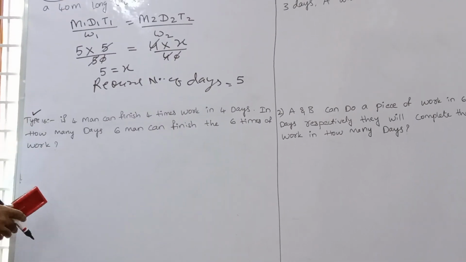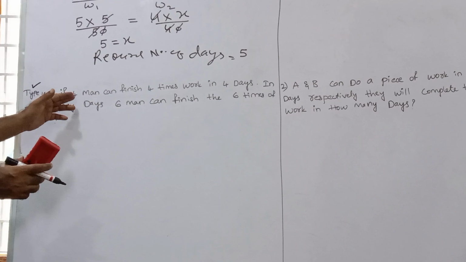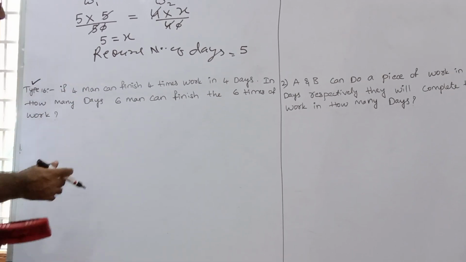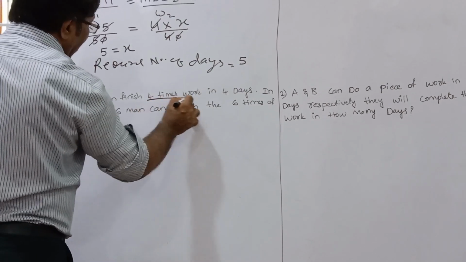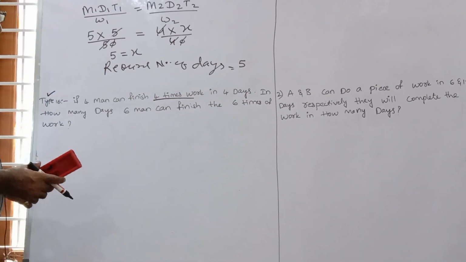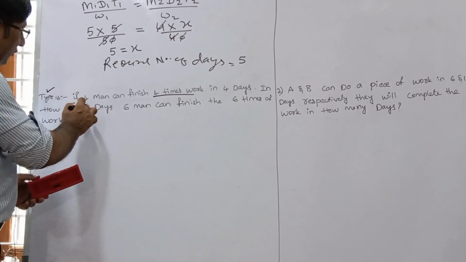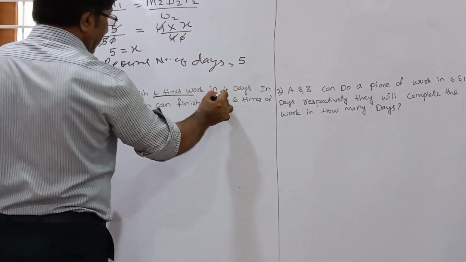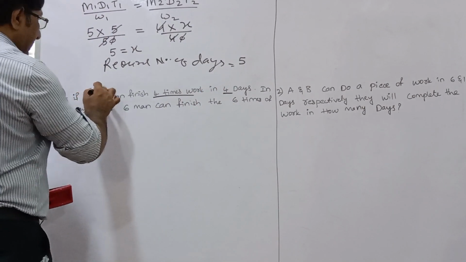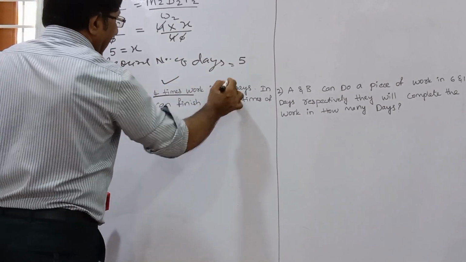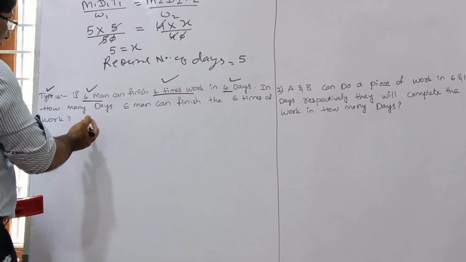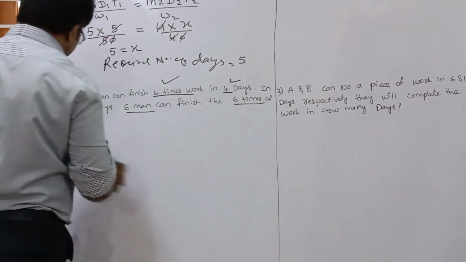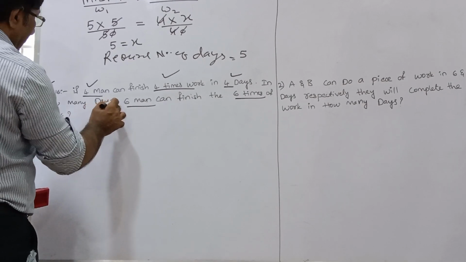This is question number 16. 4 men can finish 4 times of work in 4 days. So 4 times of work is given. We have to do 4 times of work. Again here, man is given, work is given, and day is given. In how many days can 6 men finish 6 times of work? So we have to find the number of days.